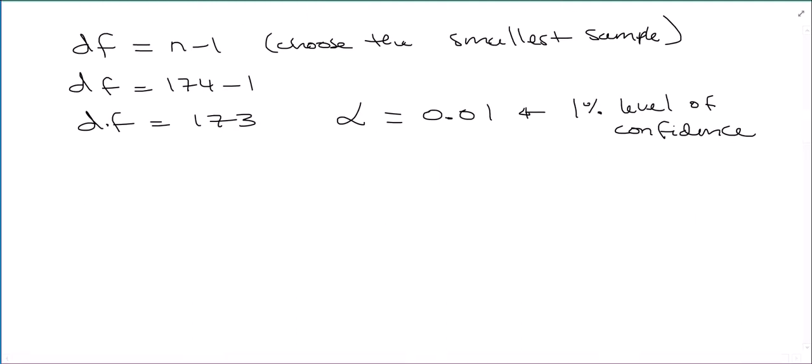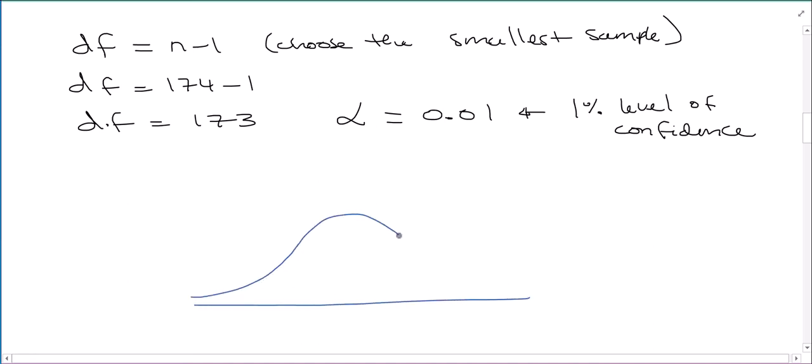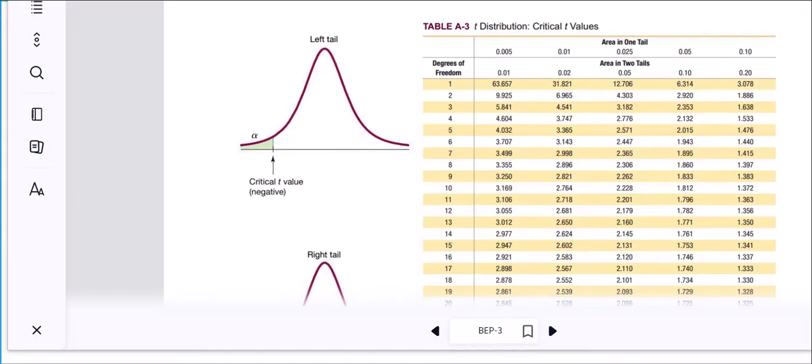I said we were going to do them together, the critical region and p-value method. So when we have our bell curve, because alpha is 0.01, we're going to go somewhere over here, and we want that area to be 0.01, 1%. So this area here is 1%. When you look up your critical value for t, that's what we're going to do. So let's go to the t table. Because we're just doing a right tail test, we look at the area in one tail, so 0.01. There's our level of significance, 0.01.